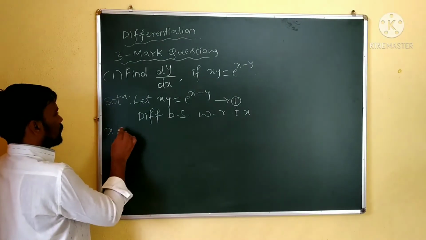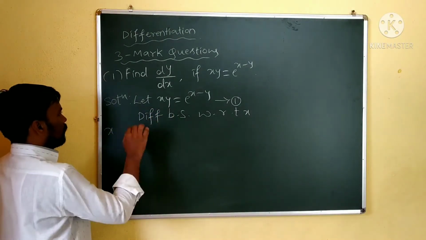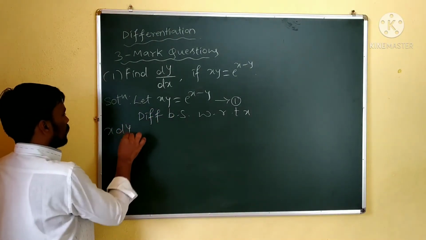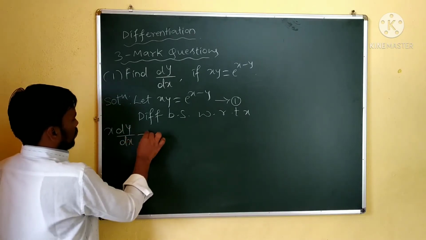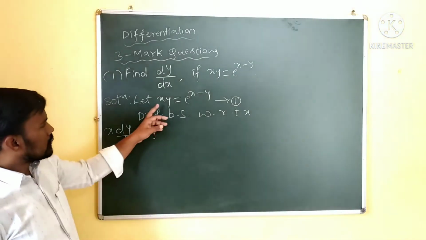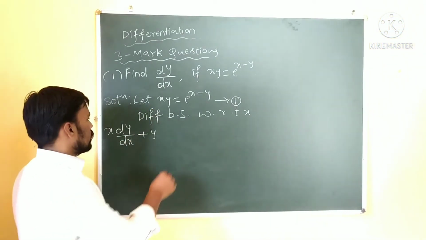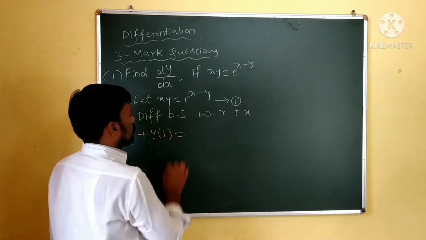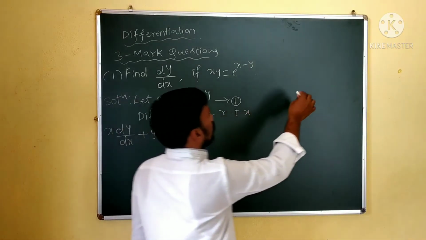Keep the first function as it is, and take the derivative of the second function. Derivative of y with respect to x is dy by dx. And keep the second function as it is and take the derivative of the first function. Derivative of x with respect to x is 1. That is y into 1. That is equal to, and you know the derivative of e to the power of x.